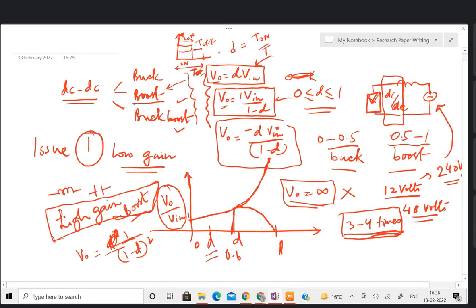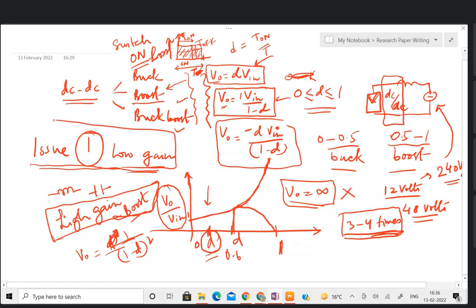So higher value of D means T on is more. That means for a longer time the switch is on. So if the switch is on for a longer time, what will happen? Losses will increase, isn't it? So if we could obtain a value of high gain at lower D, then our switches will have a lesser loss. So these are some of the issues that we will address when you will work on high gain DC to DC converter. Okay. I hope I have addressed your query also.